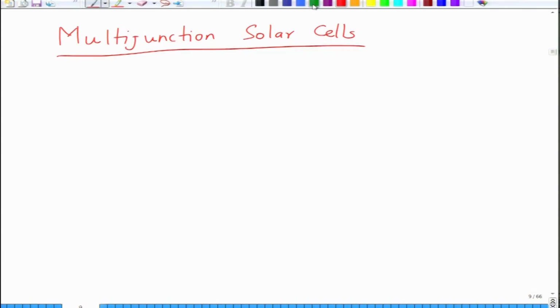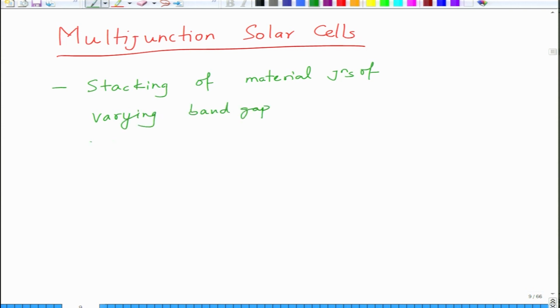So, basically it is about stacking of material junctions of varying band gap. However, while efficiencies increase, processing also becomes very complex.